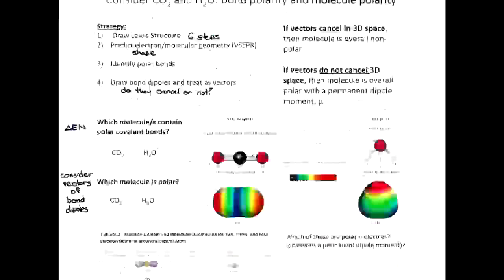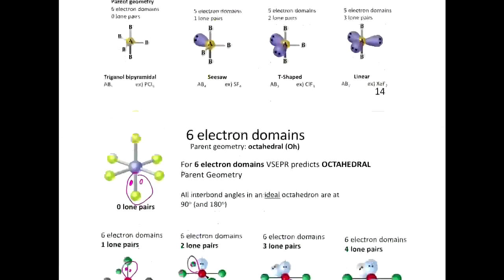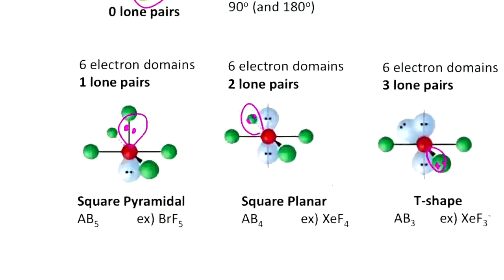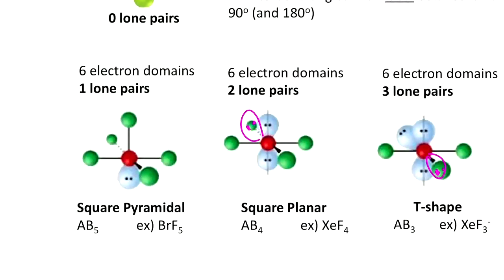Let me ask you a question in terms of bond angles. I told you in a perfect octahedron, what are the ideal bond angles? 90, yes, 90 degrees. But what happens when we put a lone pair? Do you think all these bond angles are 90 degrees? No, they're not. These bond angles are going to be slightly less than 90 degrees.